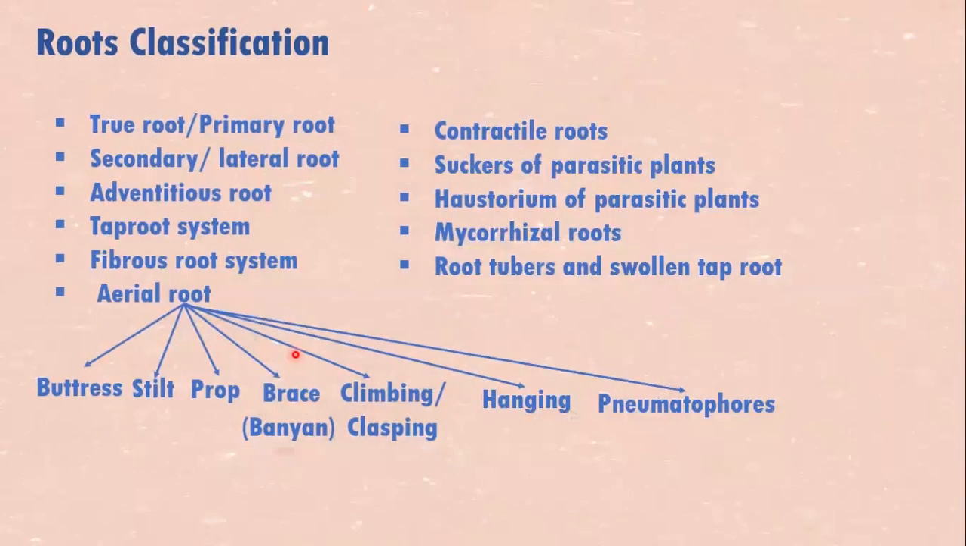Now, today we will look at roots classification. We will look at primary roots, that's a true root, secondary or lateral roots, adventitious roots, taproot system, fibrous root system, and aerial roots: buttress, stilt, prop, brace, climbing or clasping, hanging, and pneumatophores. This will be the lesson for today, part 1.